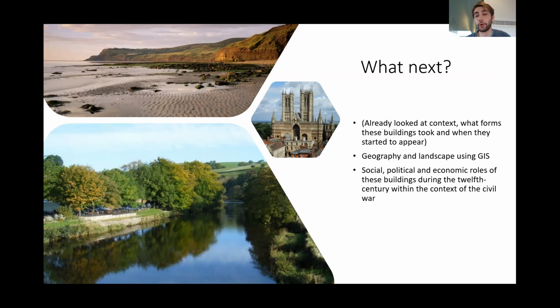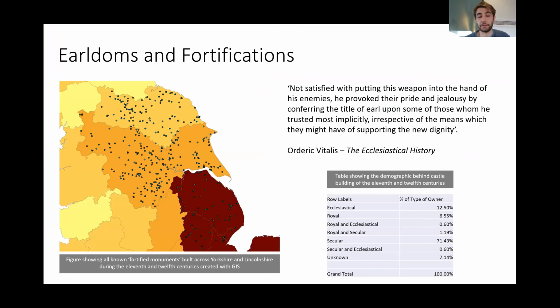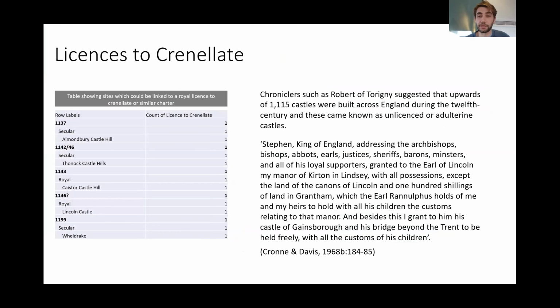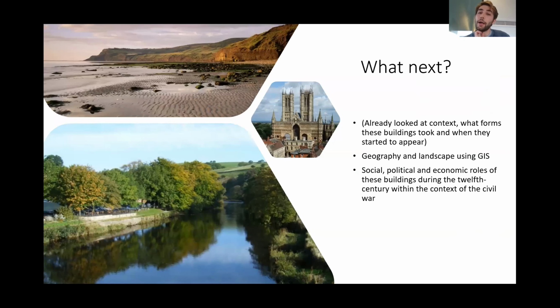The next one will look more at geography and landscape using GIS. So it will use more of images like here and looking at trends in urban, rural areas, rivers, visibility, all that sort of thing. And then the final one will specifically look at how many buildings, fortifications actually featured in conflict.